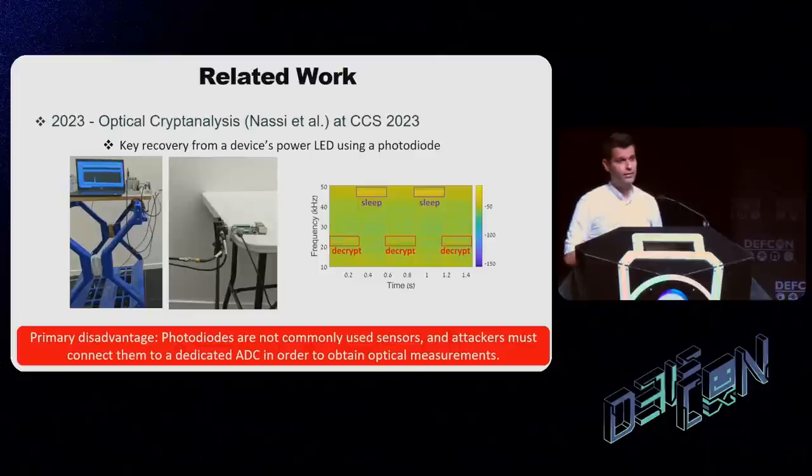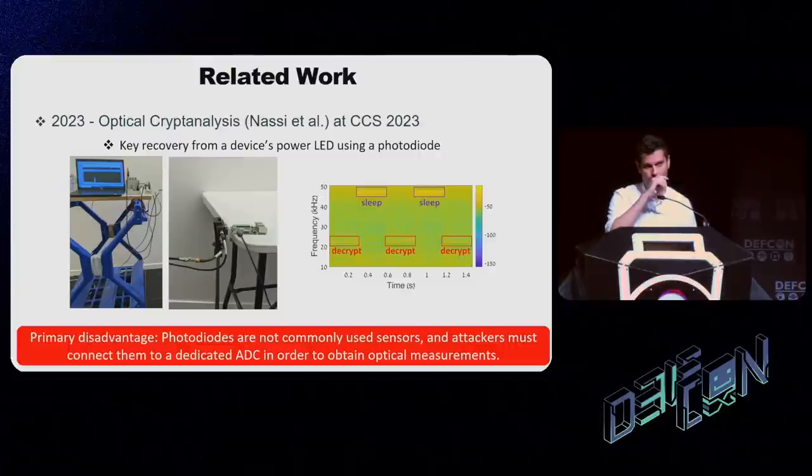Now, this is very interesting, okay? Having the ability to recover cryptographic keys using optical measurements instead of power traces is something which is very interesting. However, the primary disadvantage of this entire method is the fact that photodiodes aren't commonly used sensors, okay? The vast majority of you do not own a photodiode, or at least a photodiode that can be used to recover these cryptographic keys.